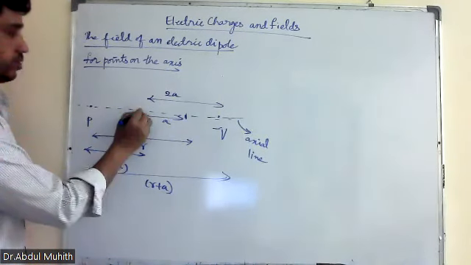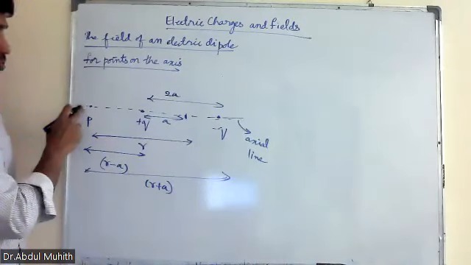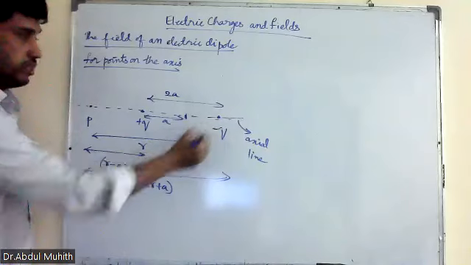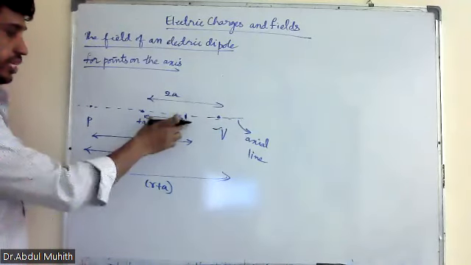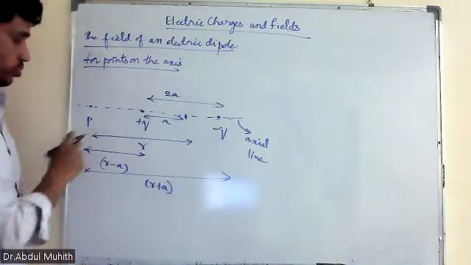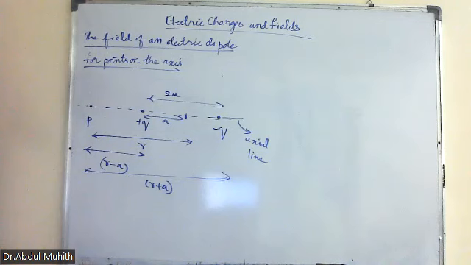See, this is a dipole. This plus q, minus q is a dipole, and the distance between both of them is 2a. At point P, I want to find out the electric field due to both the charges, positive and negative charge, means dipole. Half of that is a, and the distance from the center to point P is r, and the distance from the positive charge to P is r minus a. Then from P to the minus q is r plus a. Okay, so we have electric field here.